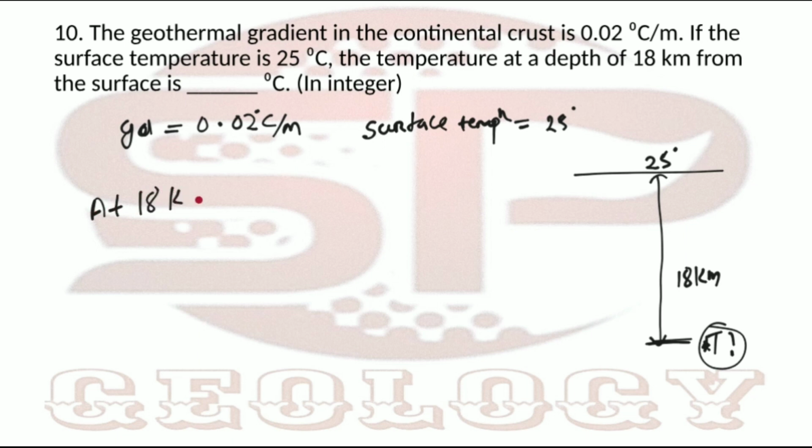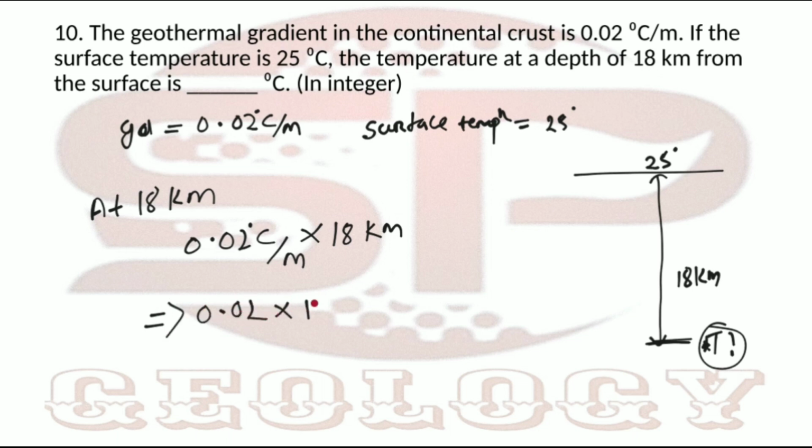So at 18 km depth, the temperature will be 0.02 degree per meter into 18 km. So 0.02 into 18 into 10 to the power 3. Meter and meter will cancel, it will be degree centigrade, which is 360 degrees centigrade. So from surface to 18 kilometer depth, the temperature will increase by 360 degrees centigrade.